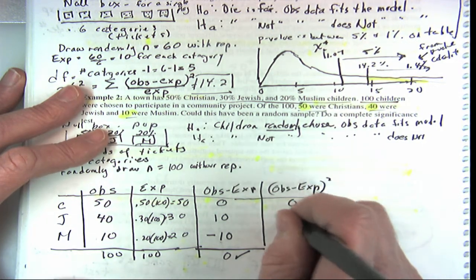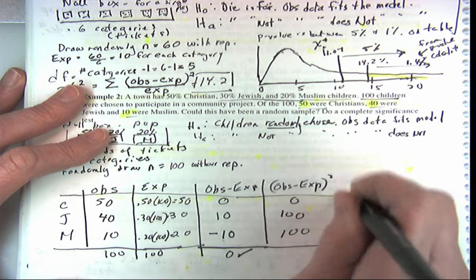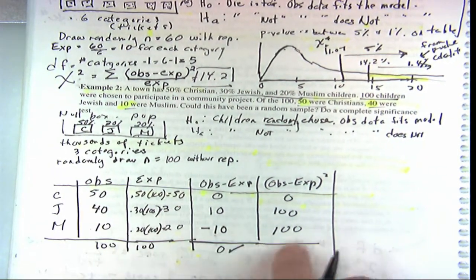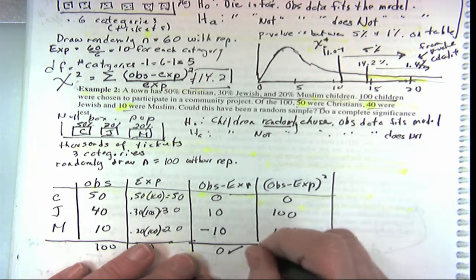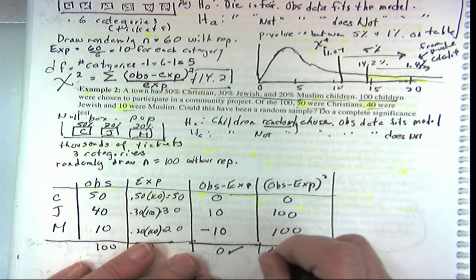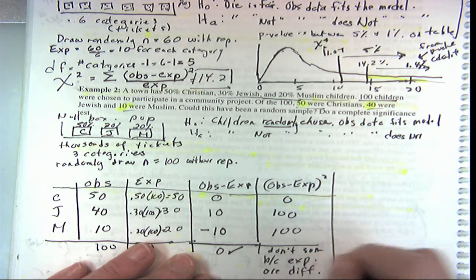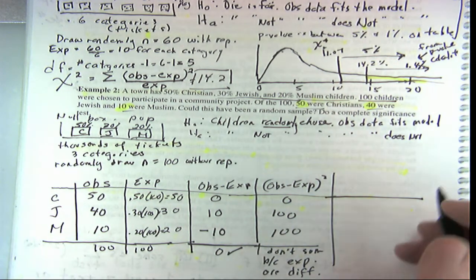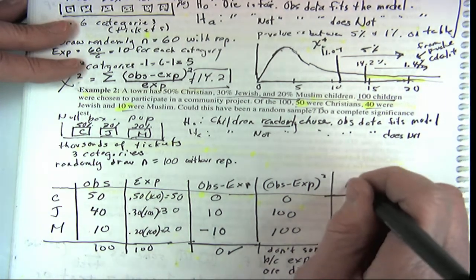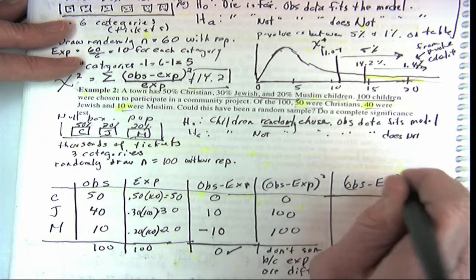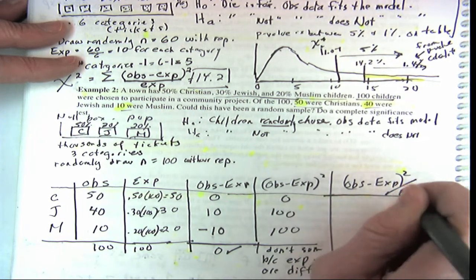So we get 0, 100, and 100. And don't sum them here because they have different denominators. They have 50, 30, and 20. So don't sum these because the expecteds are different. Okay, so now what we really want, this chi-square statistic, is the sum of the observed minus the expecteds squared, divided by each one's expected.